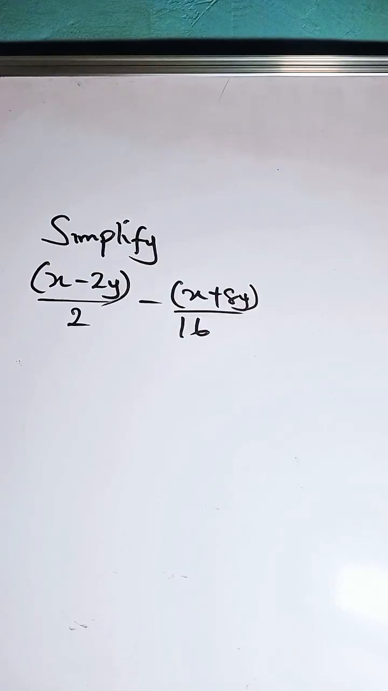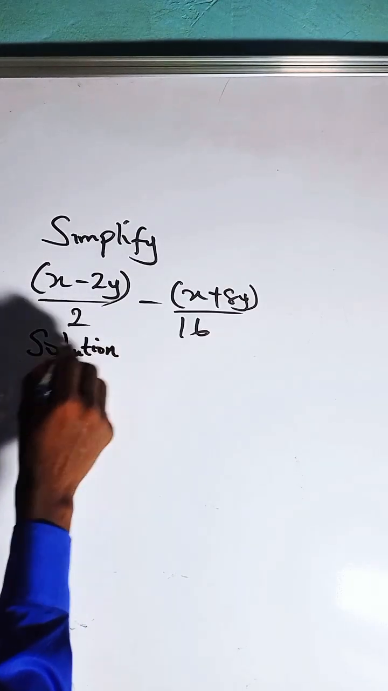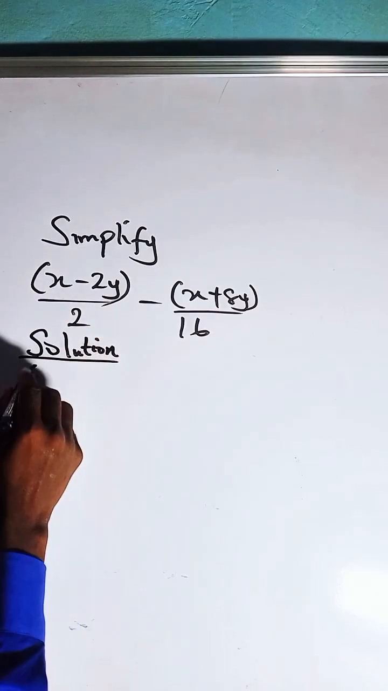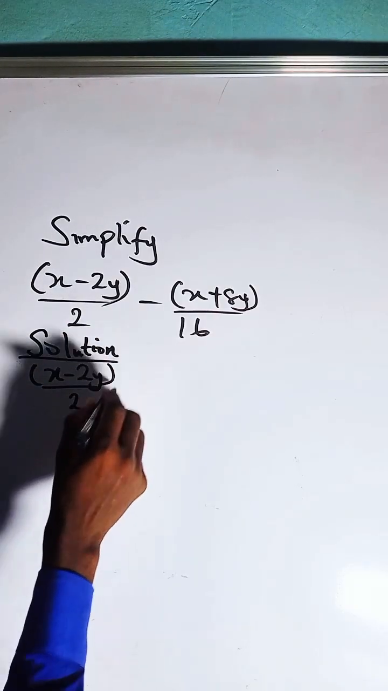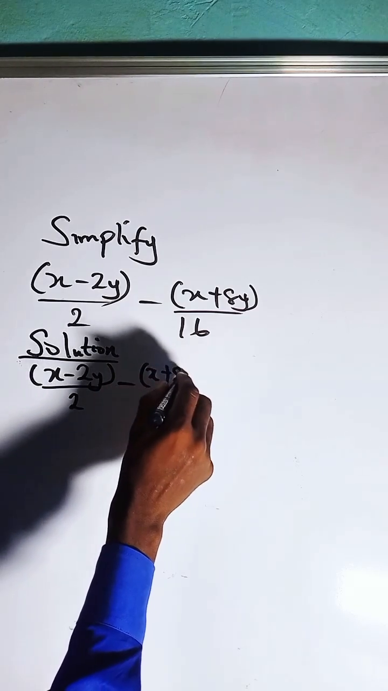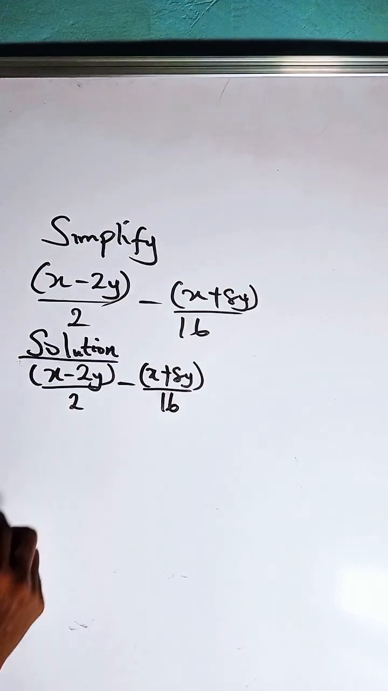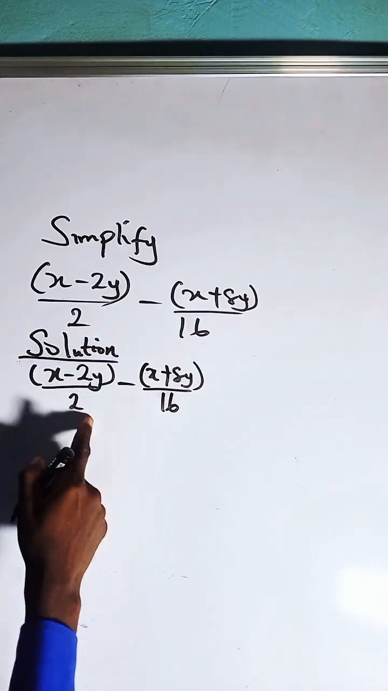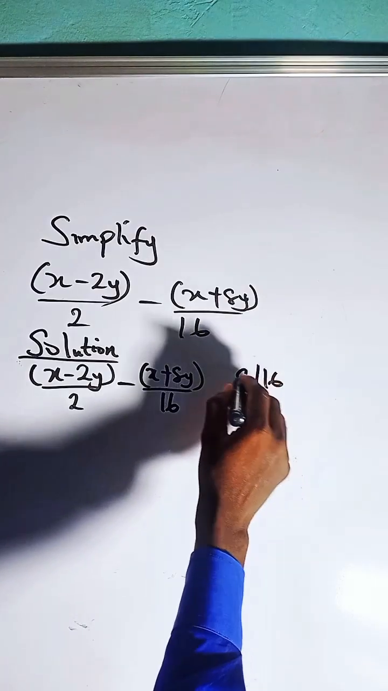The question says simplify this algebraic fraction. So how do we go about this solution? We look at this: we have x minus 2y over 2, minus x plus 8y over 16. The first thing we do is to figure out the LCM of the denominators. So how do we go about that?